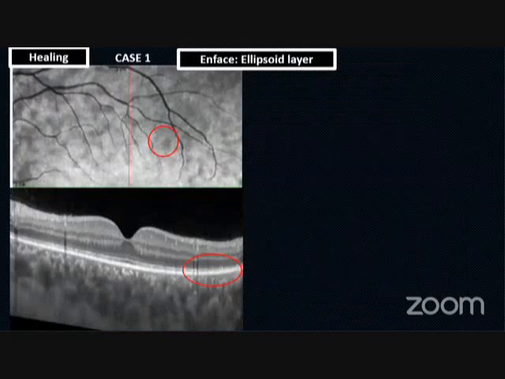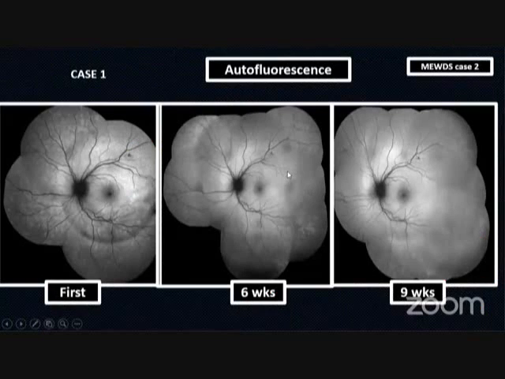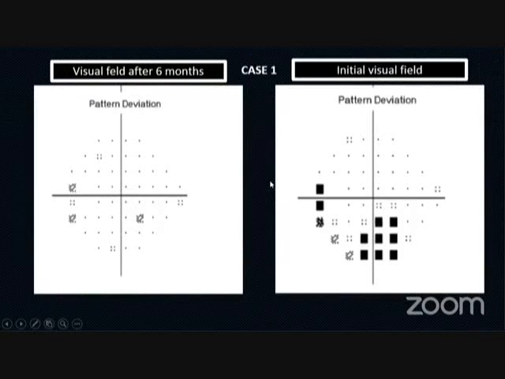This is the first patient that had the visual field defect, and we can see through the different stages she got back her MFAS appearance in the ellipsoid layer. You can see through autofluorescence how this patient was doing quite well, and the visual field also improved.